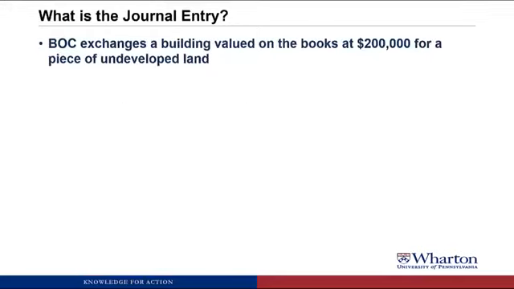BOC exchanges a building valued on the books at $200,000 for a piece of undeveloped land. In this transaction, we're trading one asset for another asset. We're getting land. Land is going to go up. So to make land go up, we debit land, $200,000. We're getting rid of a building. Building is going down. Building is an asset. We make an asset go down with a credit, so we credit building $200,000.